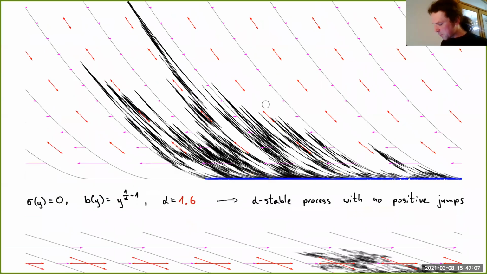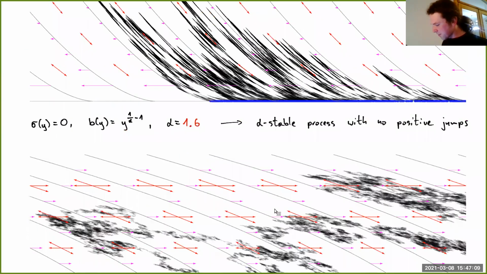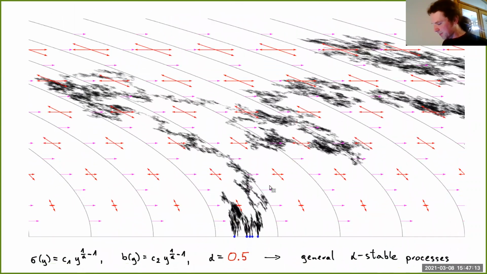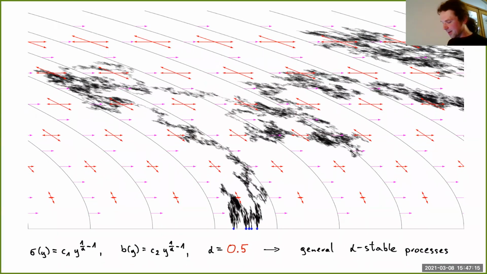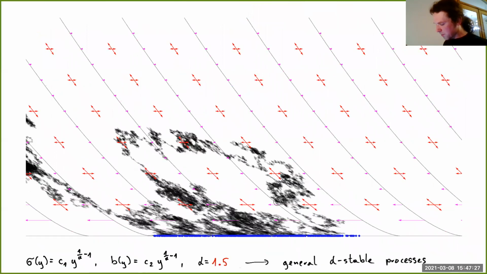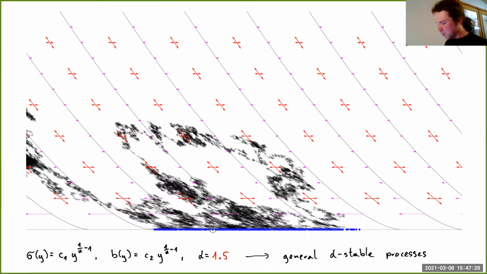Okay, let me show two more examples. One where there is horizontal activity 2. So that again corresponds to alpha less than 1. In this case, we get an alpha stable Levy process, which is non-symmetric but has both positive and negative jumps. And the same picture for alpha equal to 1.5, in which case we see that there's a lot more activity of the process. So these are extension problems for non-symmetric stable processes.